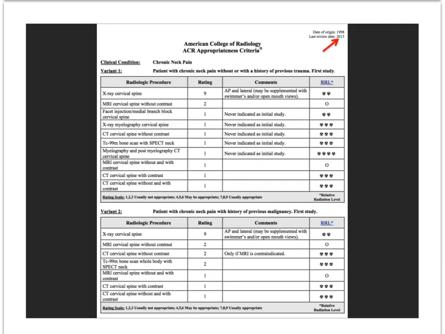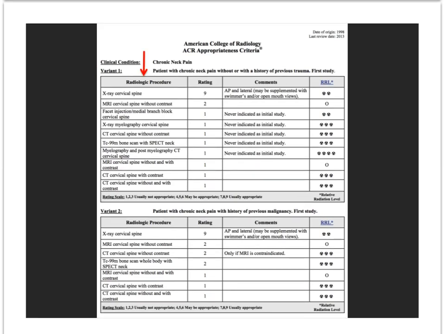Let's get oriented to the variant tables. First, the date of most recent revision is in the upper right. On the upper left is the clinical topic title. Below that are the more specific variant titles, one for each of the tables. These variants allow you to match your patient's situation precisely with the correct table.